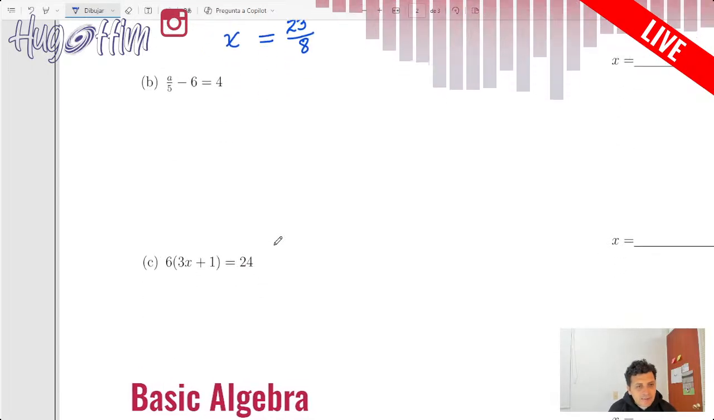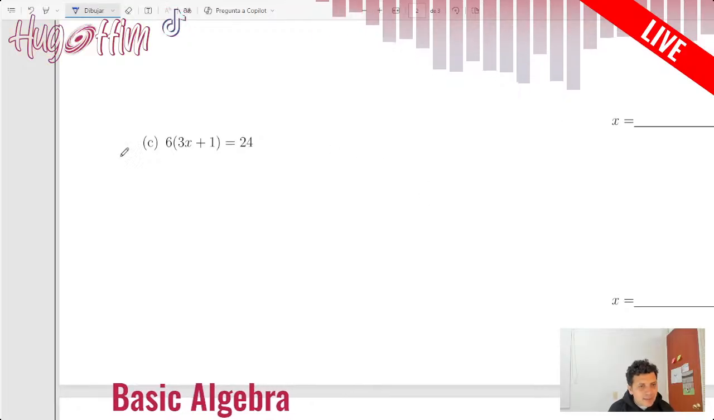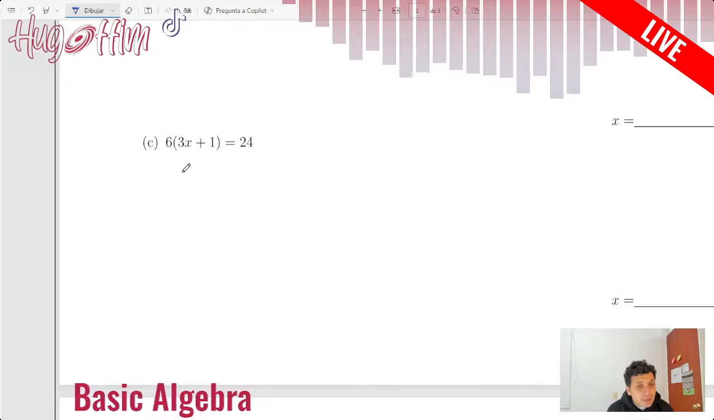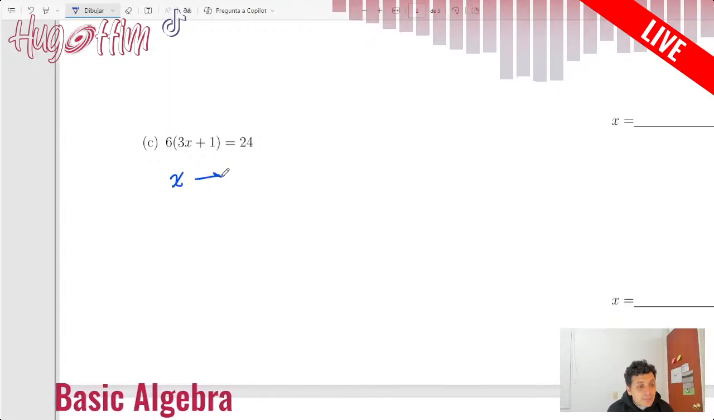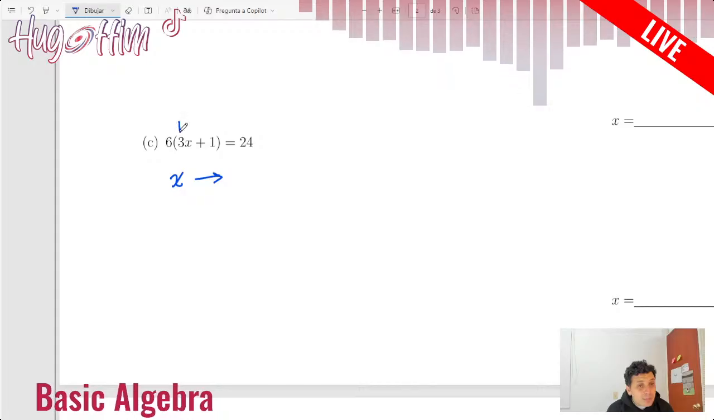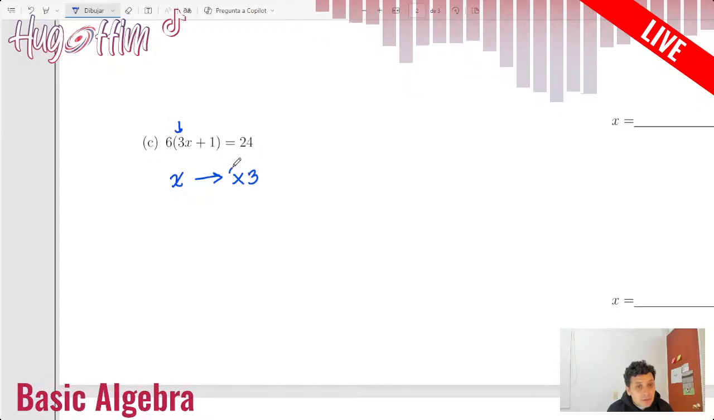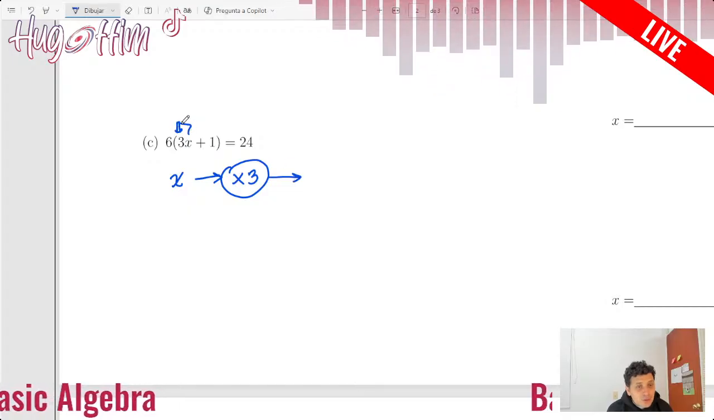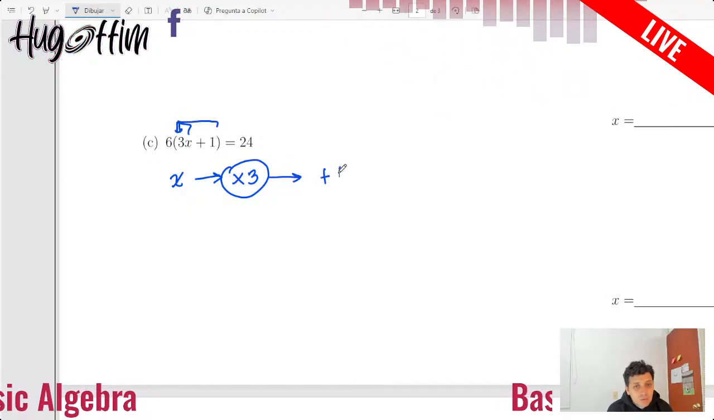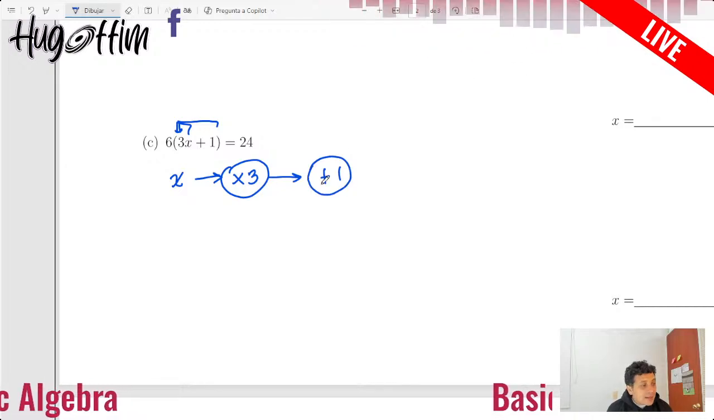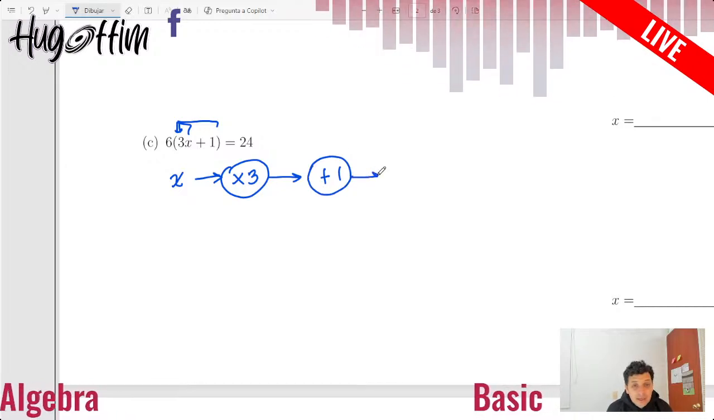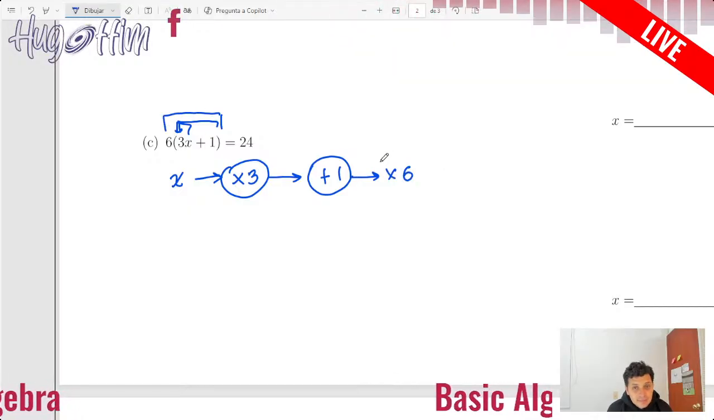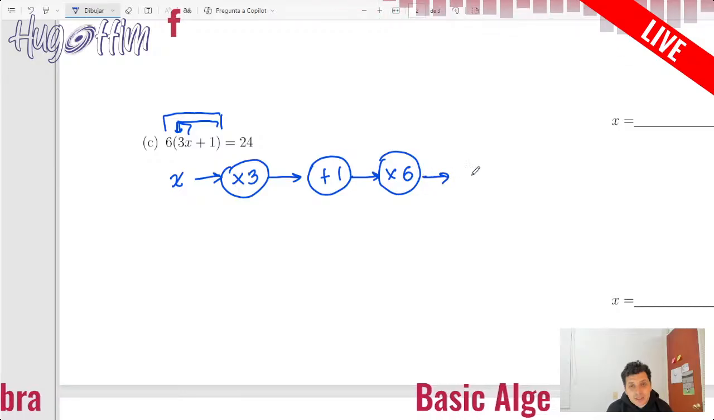Now, what happens if I have, for example, this one that has parentheses? So I'm going to create a function machine. The function machine starts with x, the input. What I'm doing to this input is multiplying times 3, and then after I multiply times 3, I'm going to add 1. And after I multiply by 3 and add 1, I'm going to multiply everything by 6. And the answer is 24.